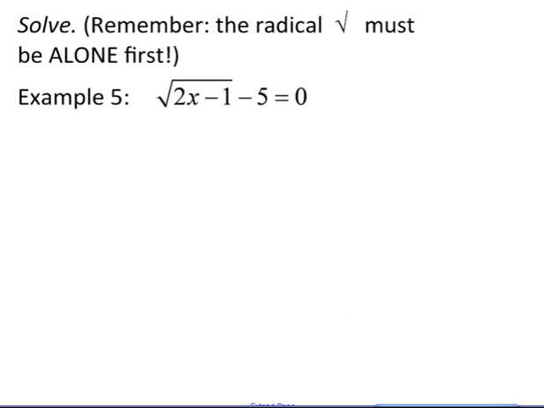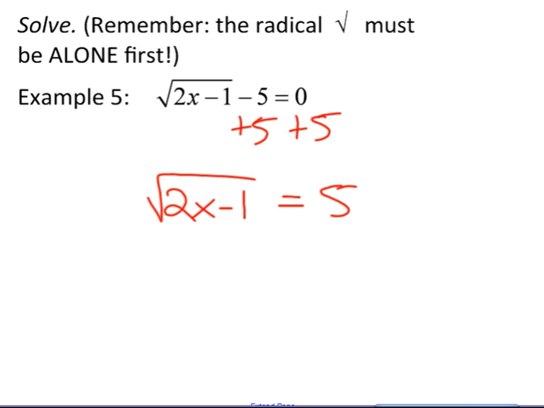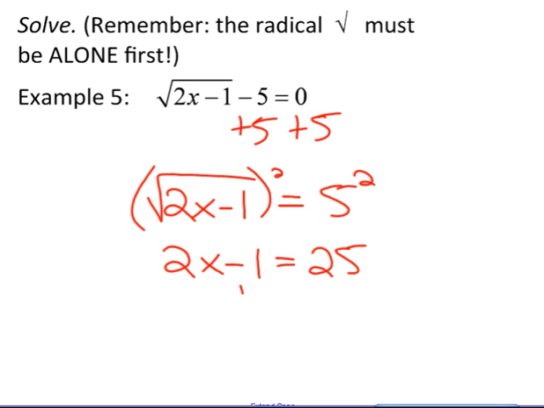Be careful with this one. Notice this negative 5, which is outside of the square root, but it is on the left-hand side. In order to solve a square root equation, you have to get the square root alone first. You have to. You will not be able to do this question without getting the 5 on the other side first. So add 5 to both sides. And now you can solve it like normal. You're going to square. 2x minus 1 is equal to 25. Add 1. 2x is 26, and divide by 2.